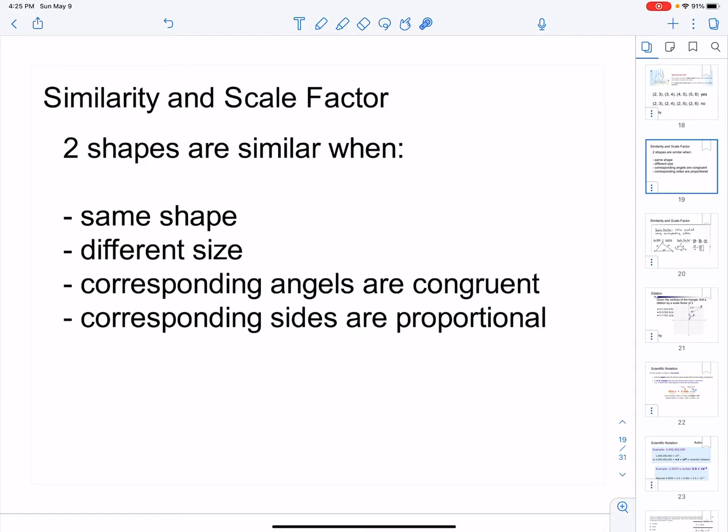Similarity and scale factor. Okay, remember, similar figures are just two shapes that are similar, and they're similar when they're the same shape, different size, corresponding angles are congruent, but this one's the most important.